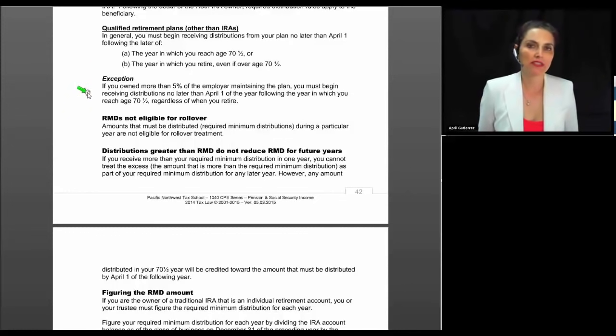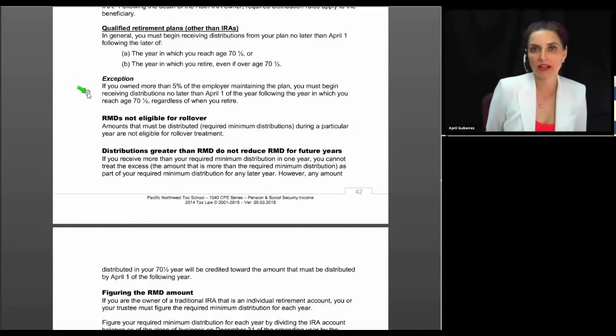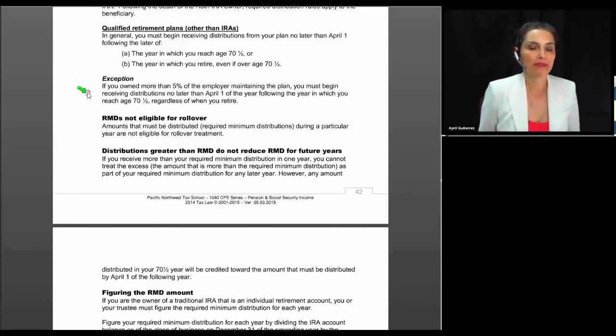So in other words, what this is saying is the age 70 and a half rule applies to IRAs as well as employer-sponsored plans. However, the rule that you have to start taking out at age 70 and a half with respect to an employer plan can be delayed if you continue to work for that employer. So past age 70 and a half, but once you retire, then you have to.